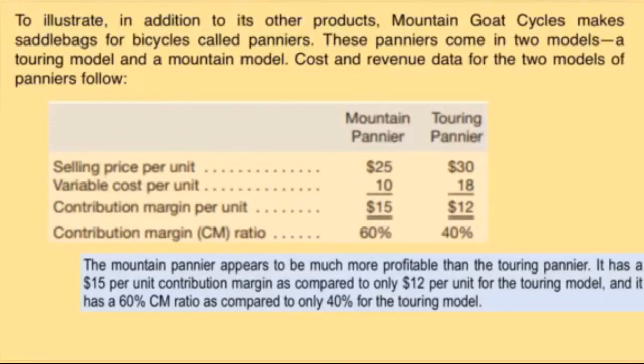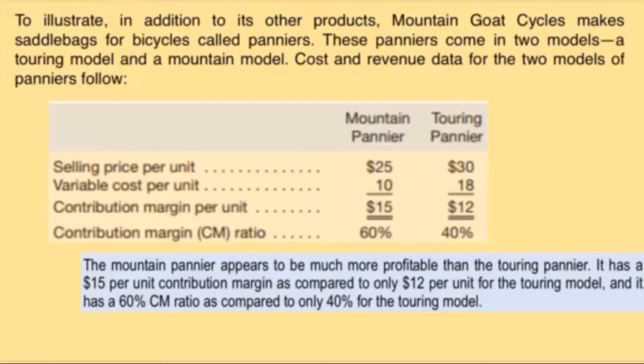To illustrate, in addition to its other products, Mountain Goat Cycles makes saddlebags for bicycles called panniers. These panniers come in two models, a touring model and a mountain model. Cost and revenue data for the two models of panniers are shown below. In order for us to get the contribution margin per unit, we have to subtract the variable cost per unit from the selling price per unit.